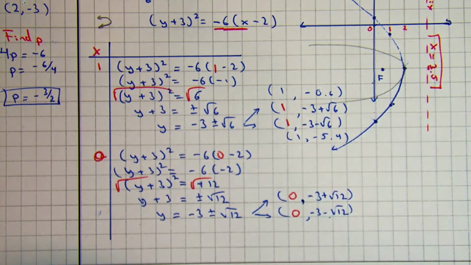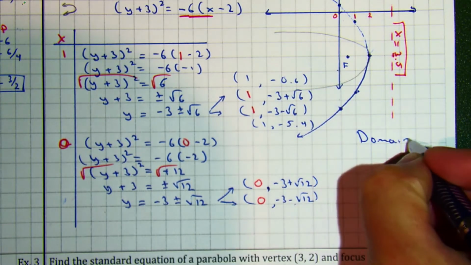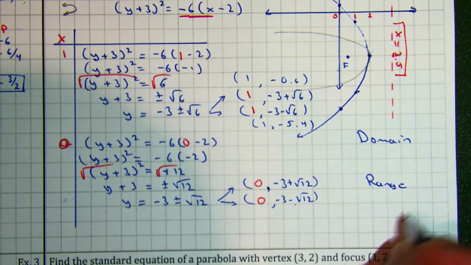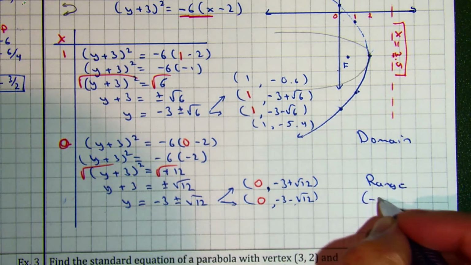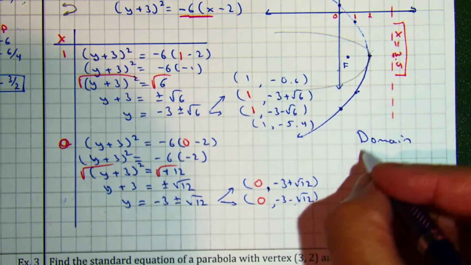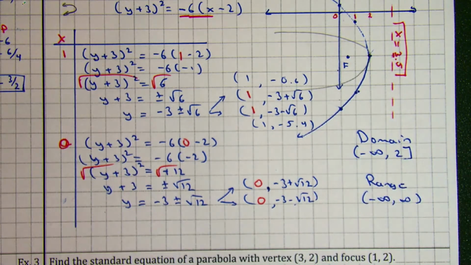Last will be my domain and range. My range will be all real numbers. And my domain will be from negative infinity all the way up to 2, including the 2, so I'll use a bracket.